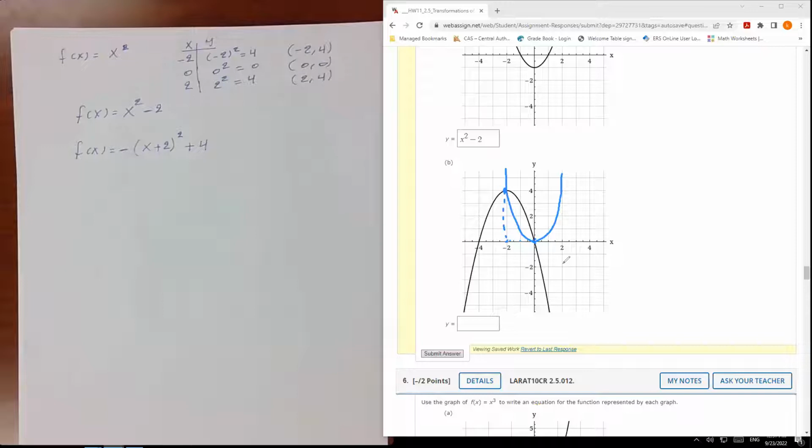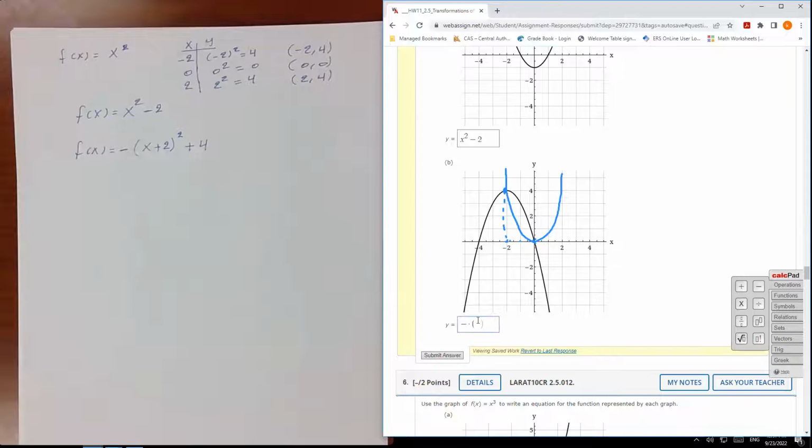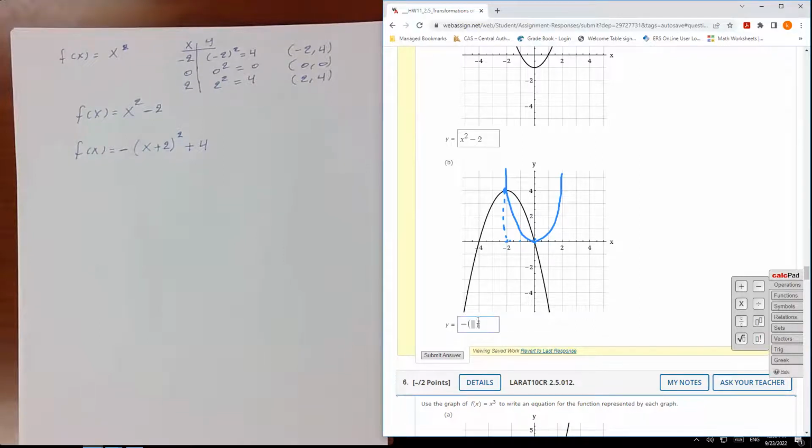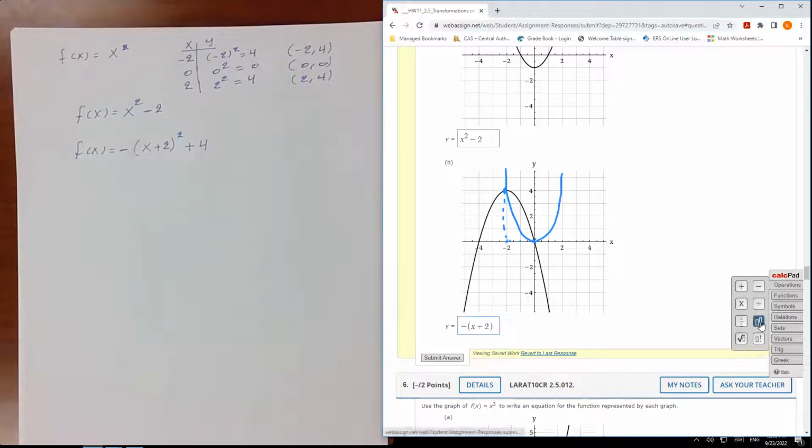So we're going to type here y equal negative, parentheses, inside these parentheses is going to be x plus 2. Do not forget the squared. And going down is going to be plus 4. Let's check that. That's it for this example.